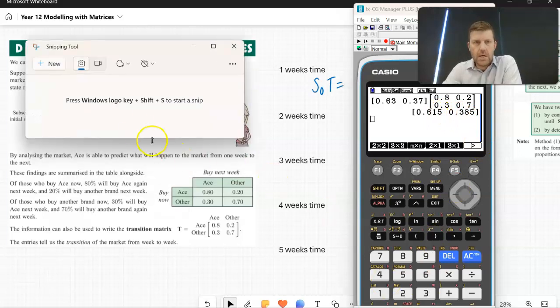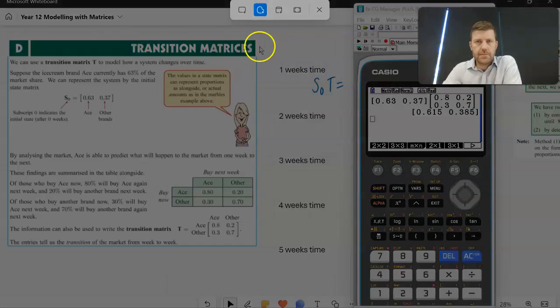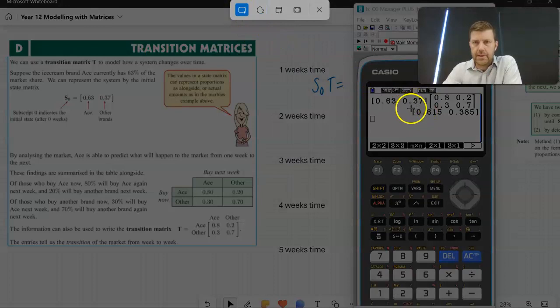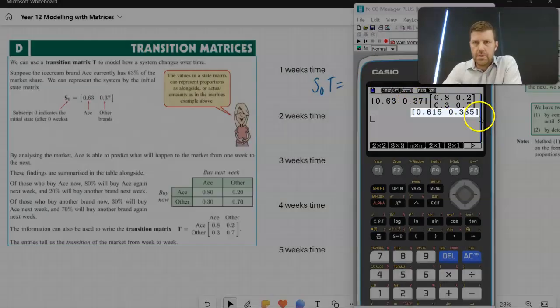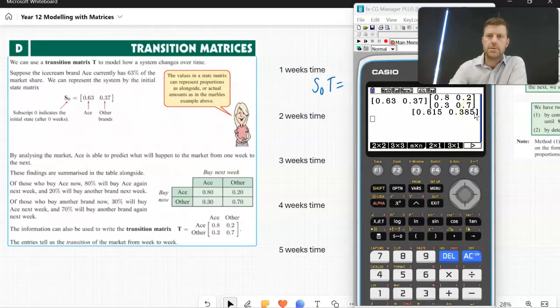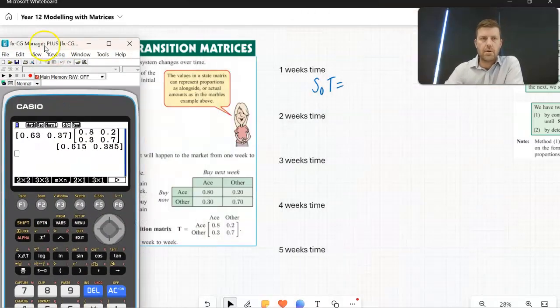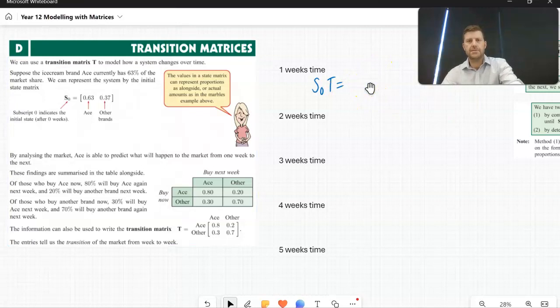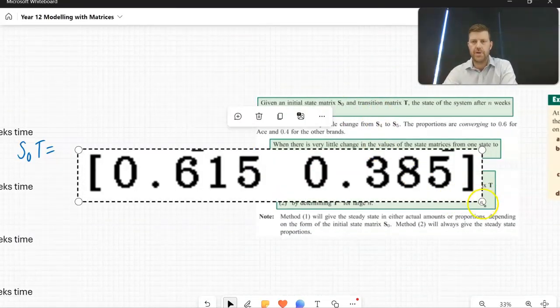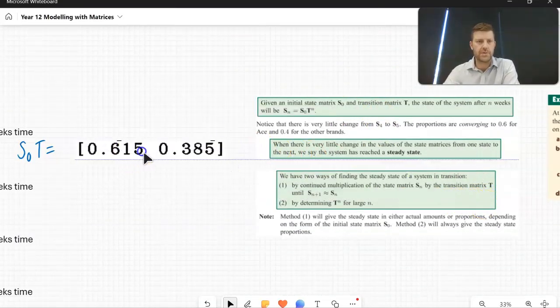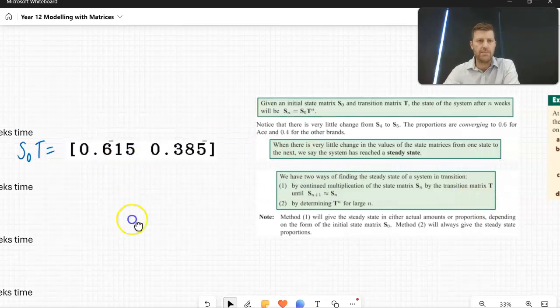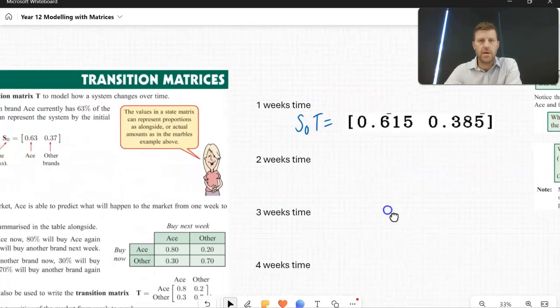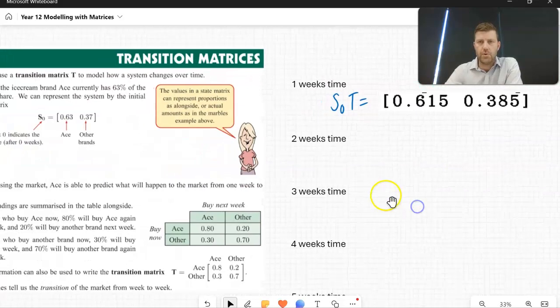What I'm going to do is just take a screenshot of that and stick it in our solutions here. So what it's basically telling me is that, whoops, it's really small. In 1 week's time, the market will look like this.